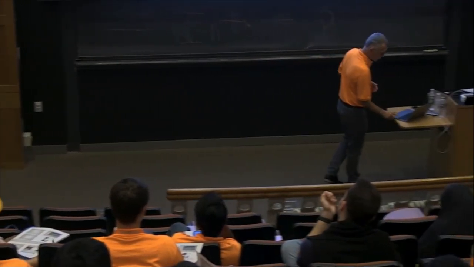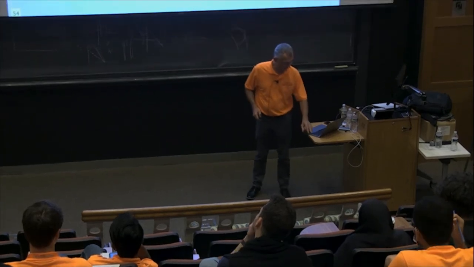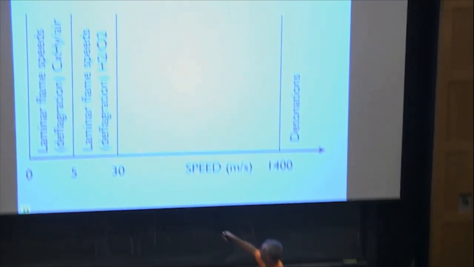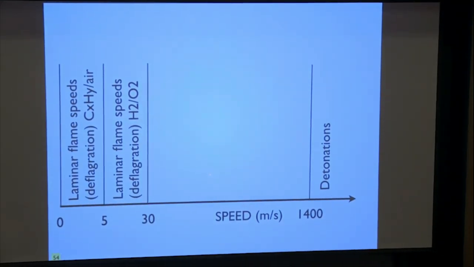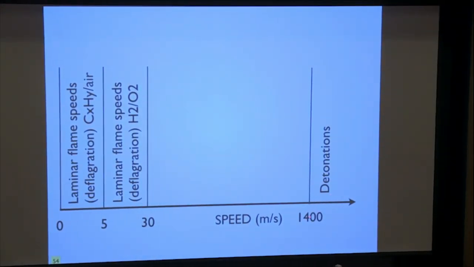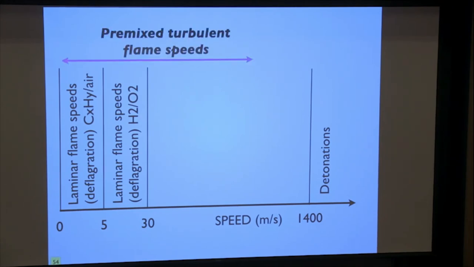Now, if it goes to turbulent cases, you will be at more than that. You can go to hundreds of meters per second. And if you go very fast, and we talked about it yesterday, then you can go to detonation, which starts at, you know, 1,400, more like 2,000 meters per second. And turbulent flames will be below that. Turbulent flames will go from zero to a few hundred meters per second.